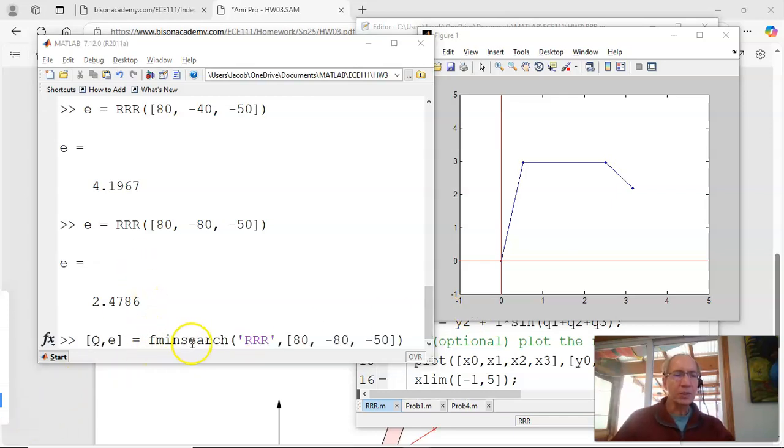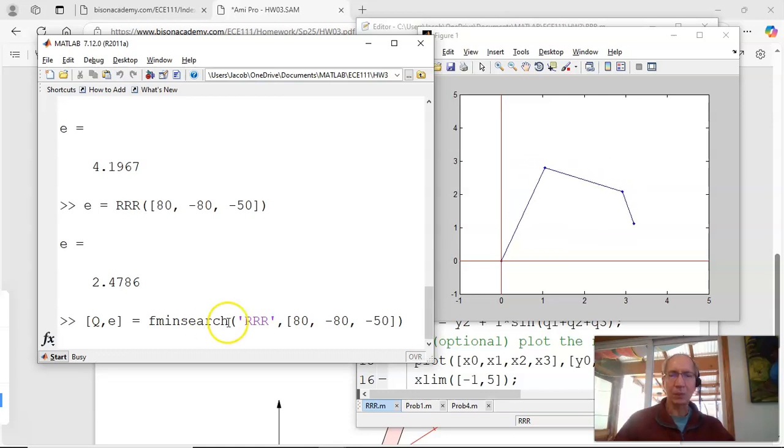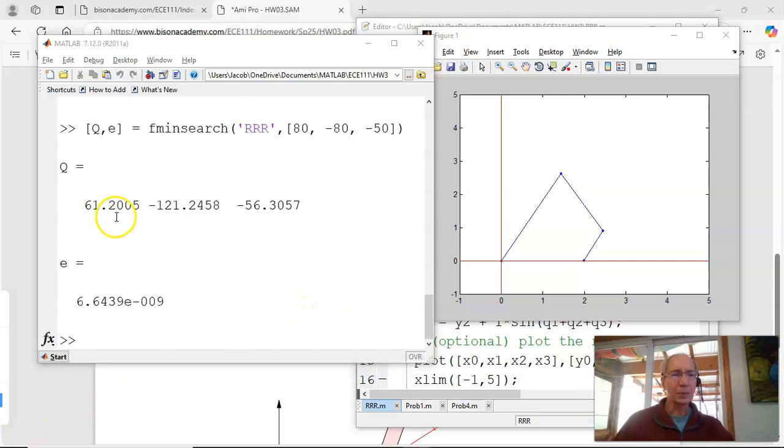So here what I'm doing, I'm using the function fminsearch. Fminsearch finds the minimum of a function, or what angles put me as close as I can to the point 2, 0. When I run it, you can see it guessing, guessing, guessing again. Eventually, once it finds an answer, it'll spit out one answer that put you there. Drum roll, please. Takes a little bit of time to run. It is 61.2 degrees, minus 121 degrees, minus 56 degrees.